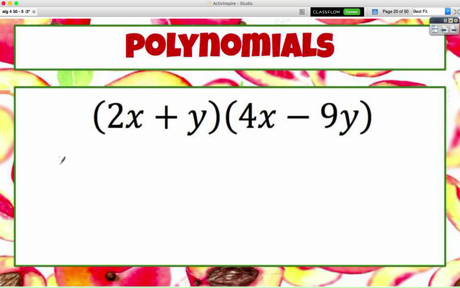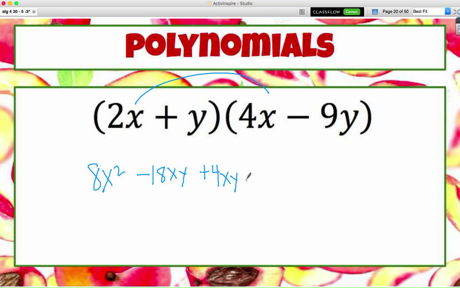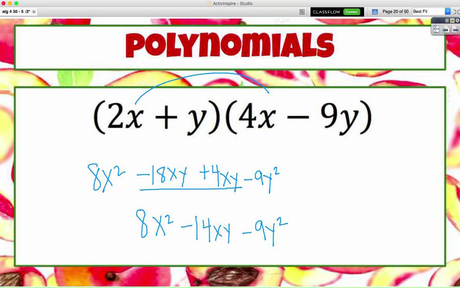Multiplying polynomials, you could draw your Punnett squares or you could use the distributive property. You just need to make sure that both terms in the first parentheses go to both terms in the second parentheses. So 2x times 4x would give us 8x squared. 2x times negative 9y would give us negative 18xy. Y times 4x would give us plus 4xy, and y times negative 9y would give us negative 9y squared. From here, our two like terms are the xy's, so we would have 8xy minus 14xy minus 9y squared. Couldn't put anything else together.